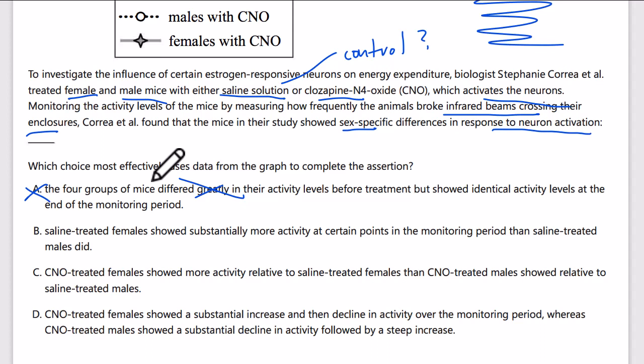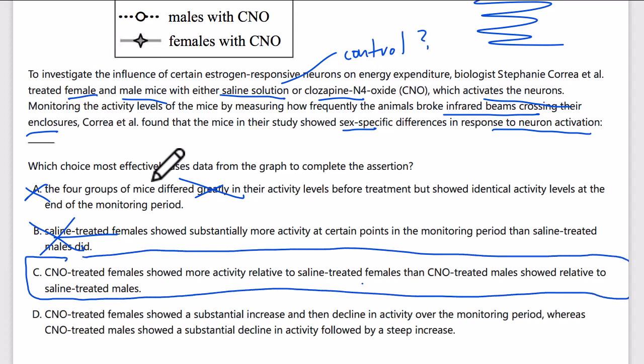B, saline-treated females showed substantially more activity at certain points in the monitoring period than saline-treated males. Not the saline-treated, the CNO. That's not right. C, CNO-treated females showed more activity relative to saline-treated females than CNO-treated males showed relative to saline. Yeah, the CNO females jumped dramatically. So that is true. That's accurate to the graph. And that shows sex-specific differences in response to the neurons. So it's relevant to our claim, and it's accurate to the graph, which is what we need to find for all these quantitative questions.